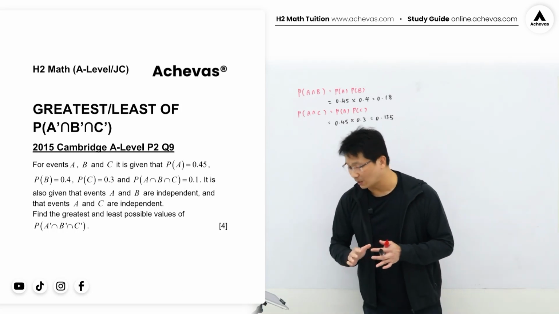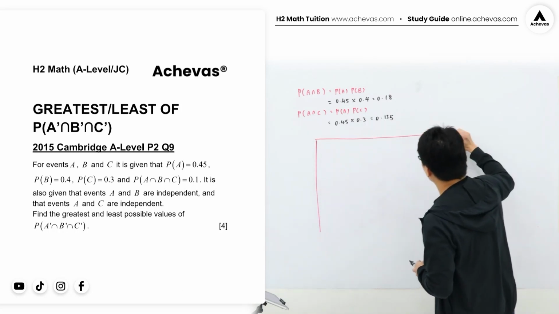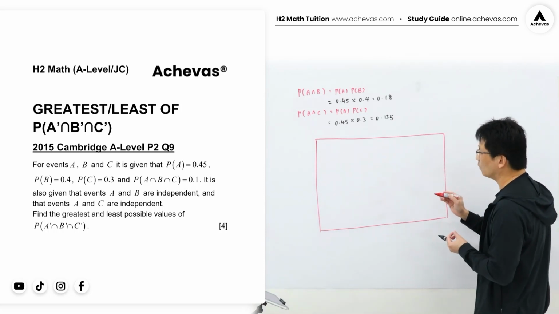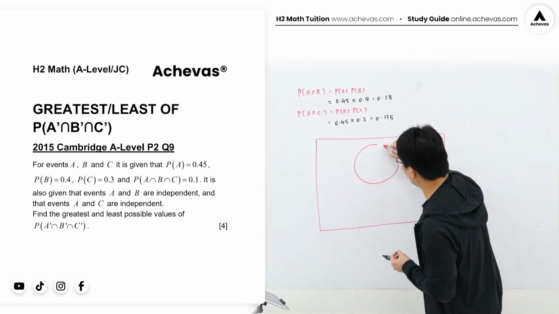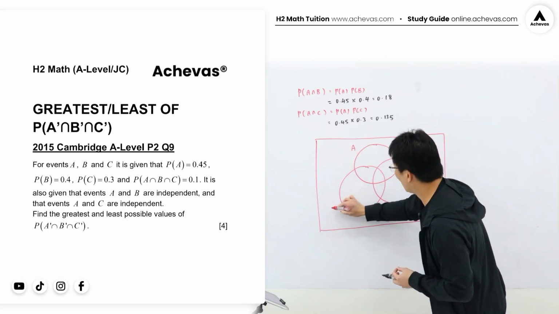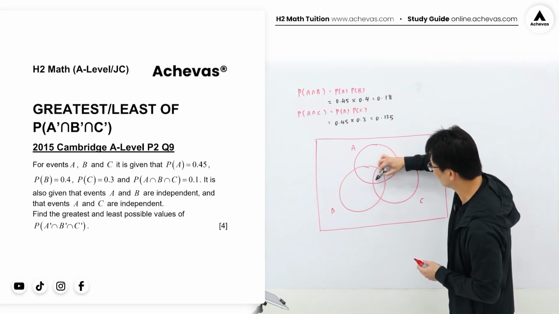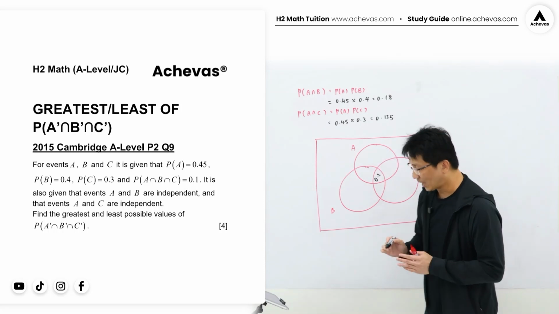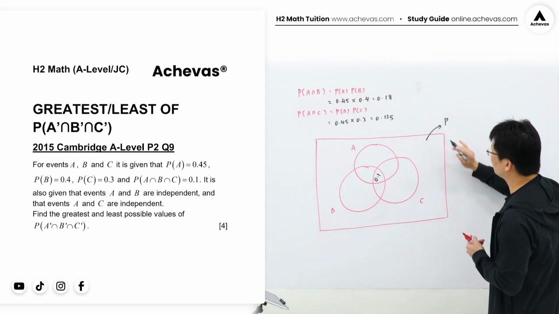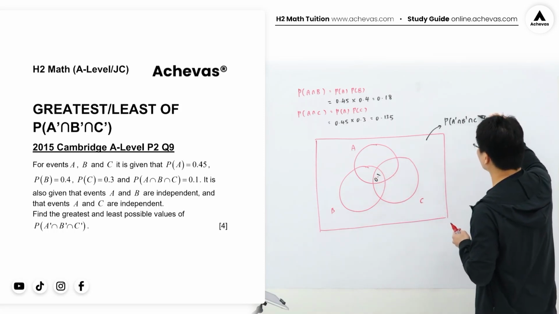Right, next we will try to represent all this information on a Venn diagram. We are going to draw the events A, B, and C overlapping each other. Since we are already given that the value of the overlapping region between these three events is 0.1, I'm going to label this first. A prime intersect B prime intersect C prime is represented by the region that is outside of these three events.